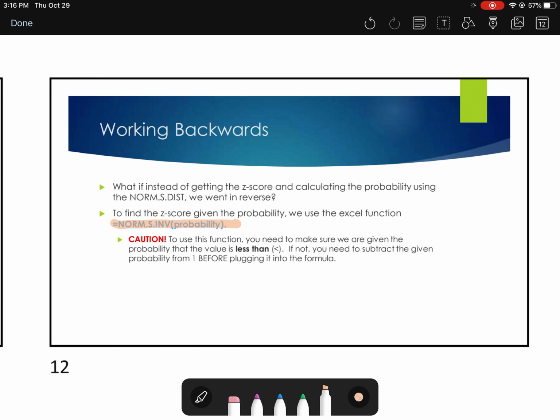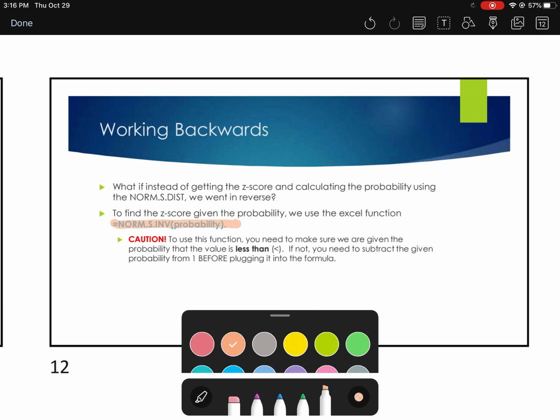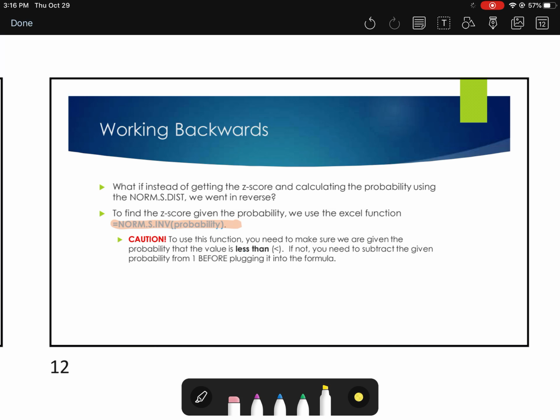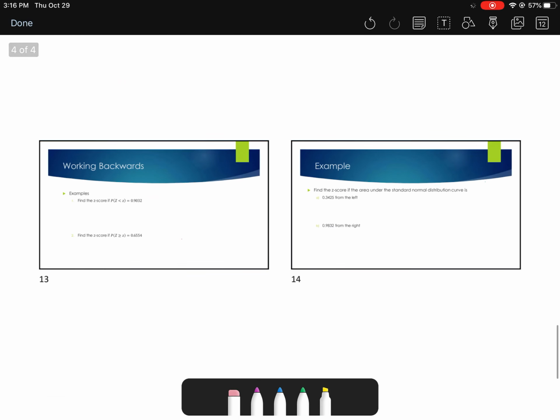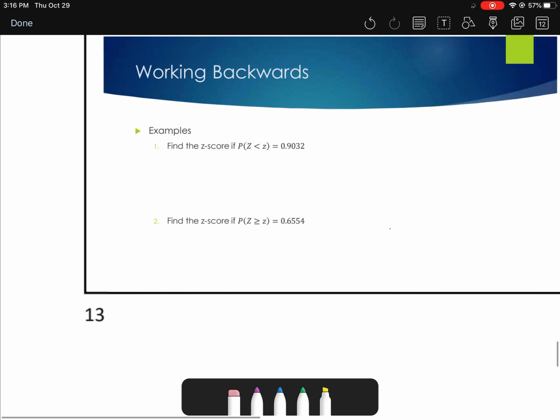One thing to be careful about: to use this function, you need to make sure we are given the probability that the value is less than. If not, you need to subtract the given probability from 1 before plugging it into your formula. Okay, so that's really, really important. So I'm going to make sure that I have this highlighted so you guys see that. Make sure that that is done if it's not less than.